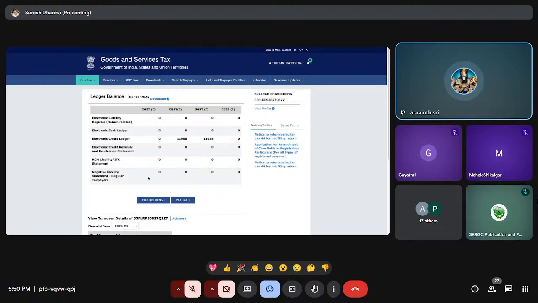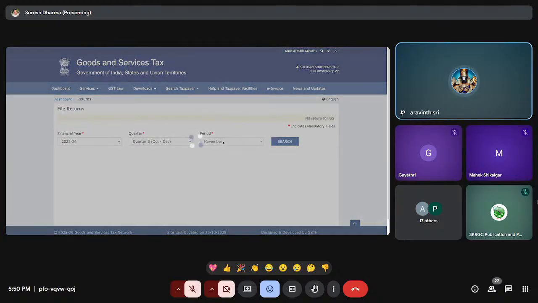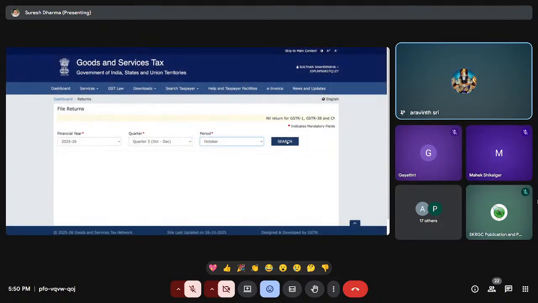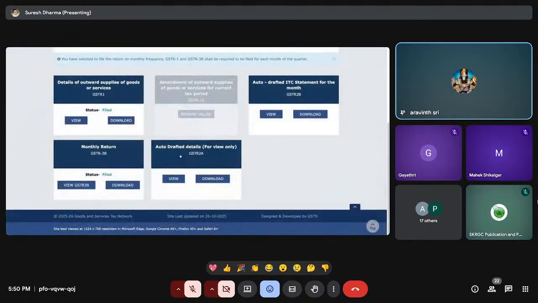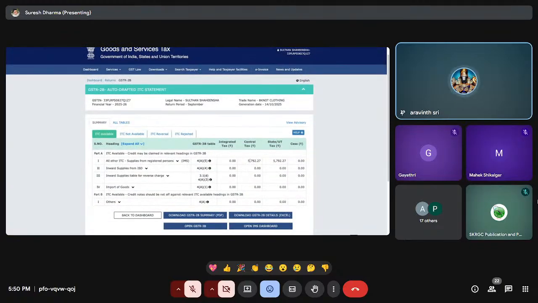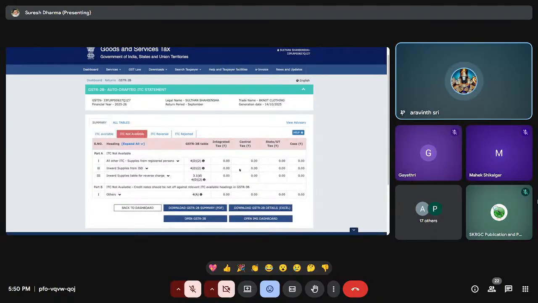So we come to this point: ITC not available, ITC rejected. I am filing GST at the 3B for September. In GSTR-3B, here I have 5,792 ITC available. ITC not available means that if I take ITC for jewelry or a car, that is not my business. That is none of my business.